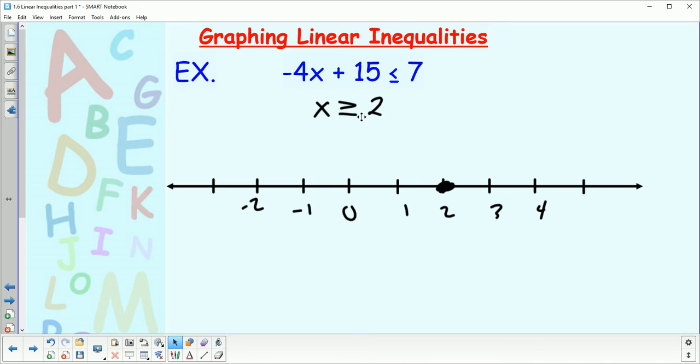And then x is greater than 2. Well, numbers that are greater than 2 are to the right of 2. So I'm going to shade this way. And that would be the graph of this solution: x is greater than or equal to 2.